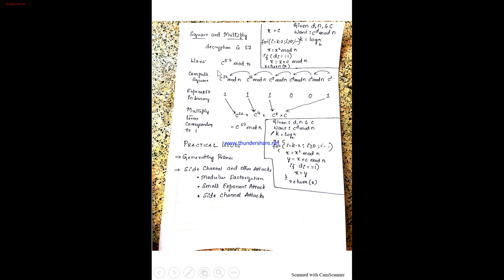So instead of performing c raised to 57 times, I'll just perform c raised to 8 into c raised to 16, that is squaring. That's it. A smaller number of multiplications will actually happen, thereby speeding up RSA. So this is square and multiply. We have an example here.